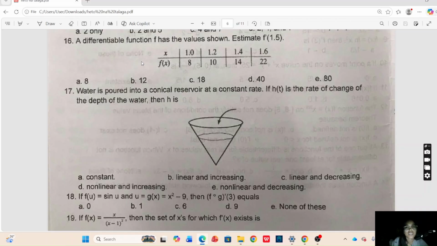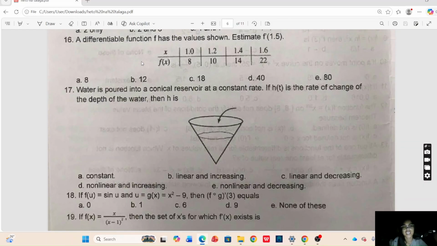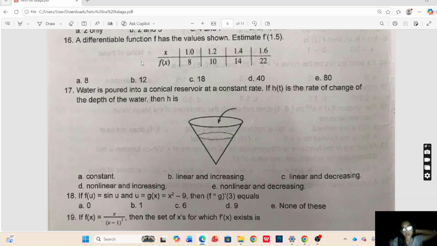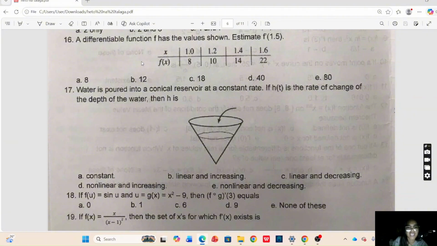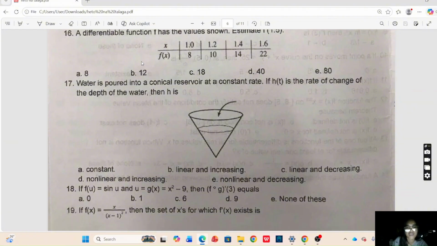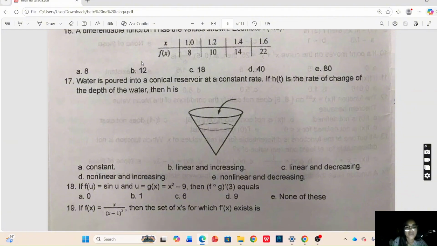So we have number 16. A differentiable function f has the values shown. Estimate f prime of 1.5. The derivative measures the rate of change. So we use nearby values from the table and apply their difference quotients. By computing the slope between the closest points, the correct answer is the numerical approximation closest to the computed slope.